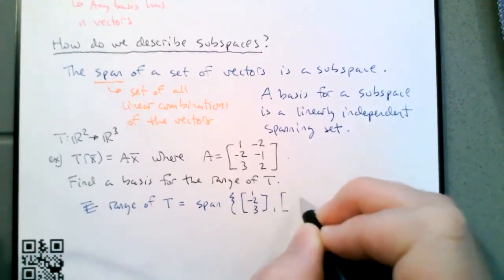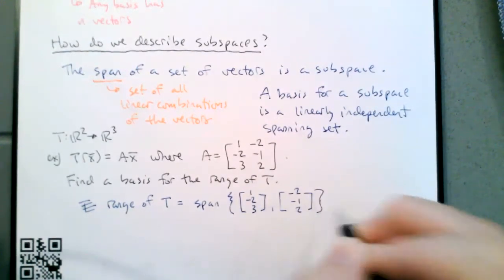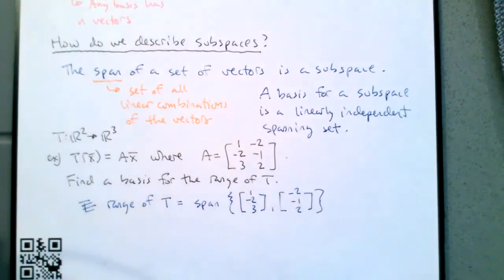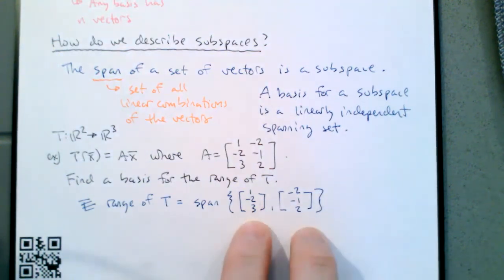I want my basis to be written as a set of vectors. So I don't want to say A is a basis, because A is a matrix and A is not the basis. I need a set of vectors to be the basis. The columns of A is a set of vectors. So the range of T is the span of the columns of A.